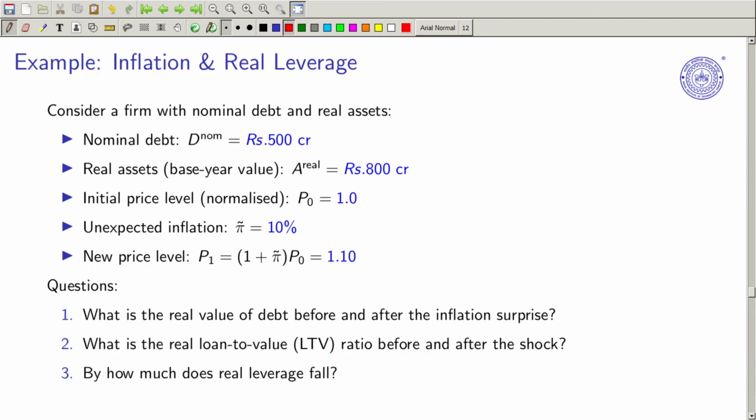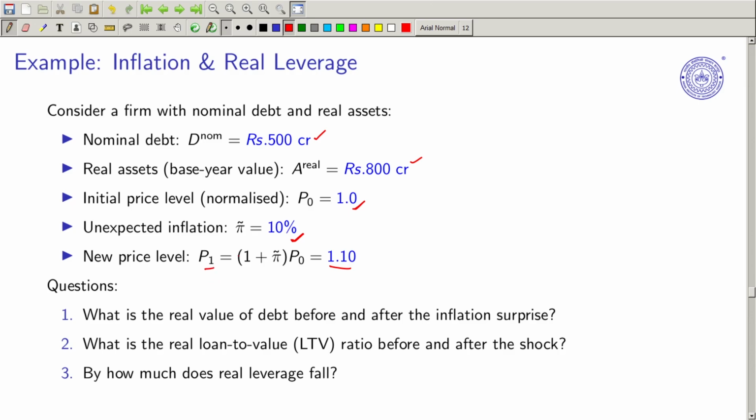What is the case that we are looking at? So here we consider a firm with a nominal debt and real assets. Suppose nominal debt at current prices is 500 crore, real asset base value is 800 crore. Suppose base value we can consider last 5-year prices, so maybe 2015 prices or 2020 prices, whatever base year the government decided. Initial price level, suppose normalized, is 1, right. Unexpected inflation we are assuming is 10%. New price level, so 1 plus 0.10, so 1.10 is the new price that we are going to see.